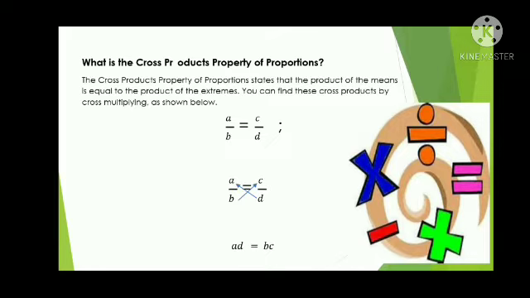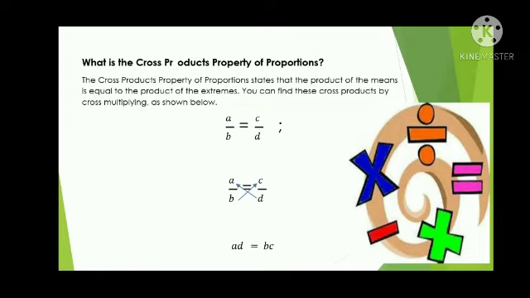The cross product property of proportions states that the product of the means is equal to the product of the extremes. You can find these cross products by cross multiplying as shown below. Okay, so we have A over B is equal to C over D, or A divided by B is equal to C divided by D. That is a statement of proportionality, meaning the two ratios or the two fractions are proportional to one another.